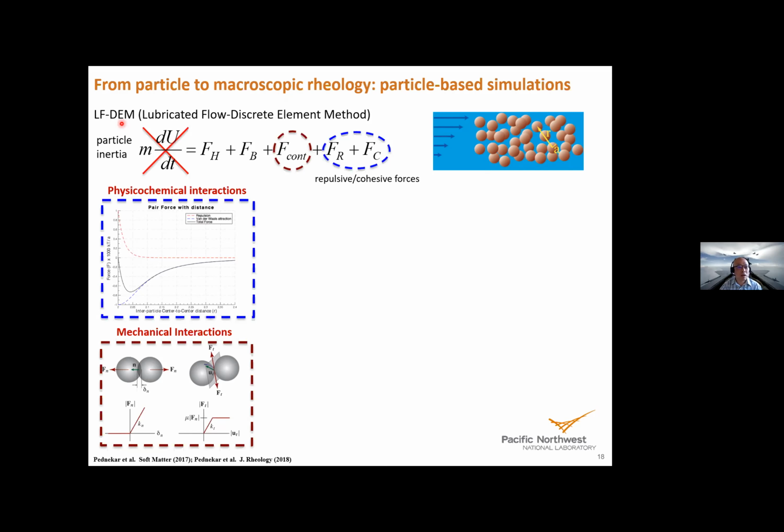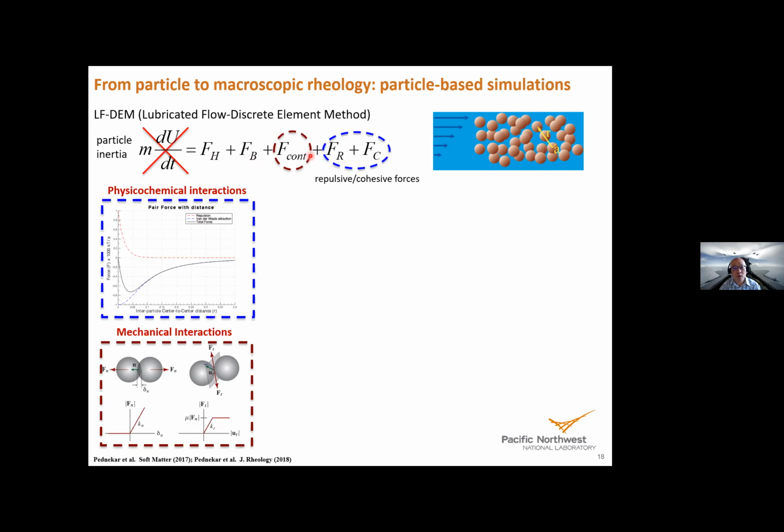What we are using is called LFDEM, the lubricated flow discrete element method, which is similar to Stokesian dynamics. But Stokesian dynamics for many bodies takes a lot of time, so to accelerate the calculation, we use this method. It ignores the particle inertia and solves the force balance equations. In this force balance, we have a hydrodynamic force, mainly the short-range lubrication force. We ignore the long-range hydrodynamic force, which is not dominant for aggregation and rheological properties, although sometimes it matters. Then there is the Brownian force, depending on particle size.